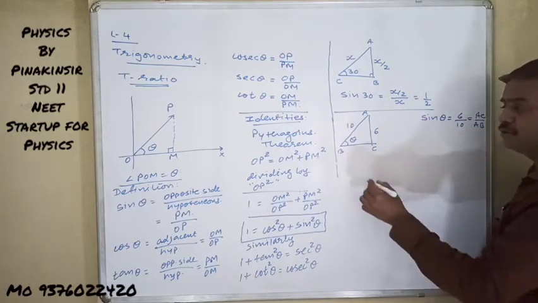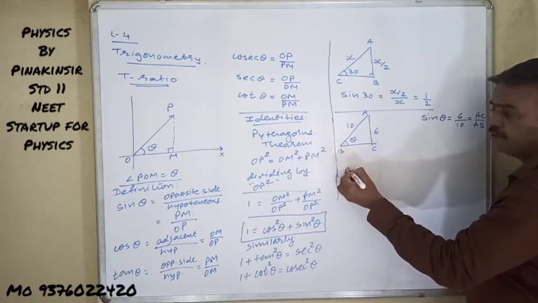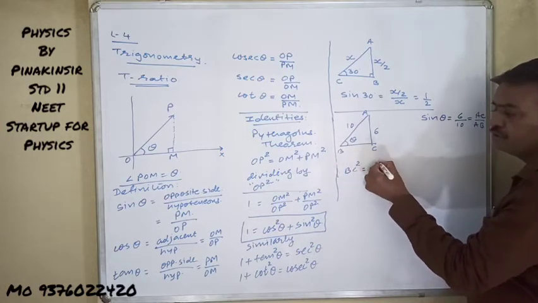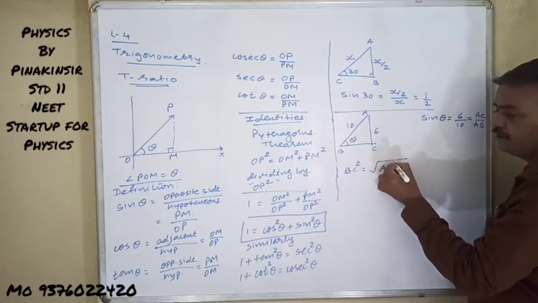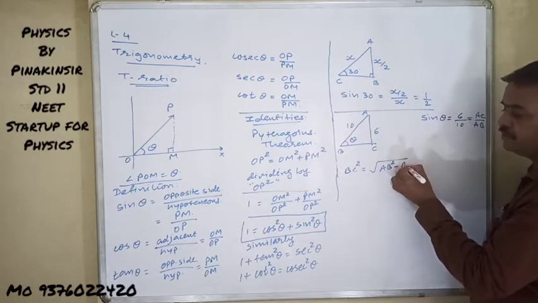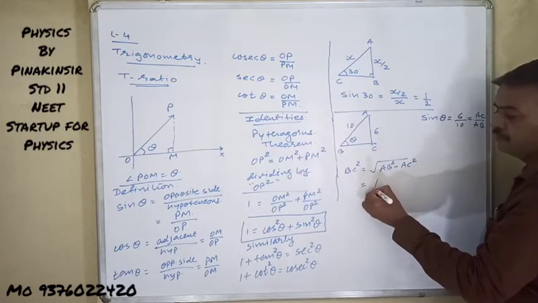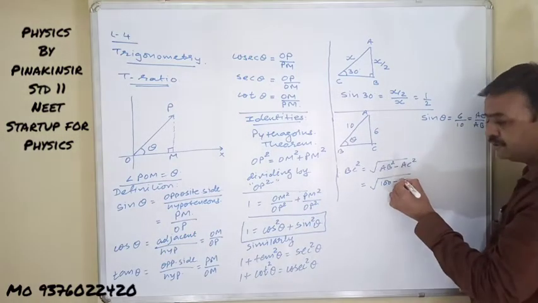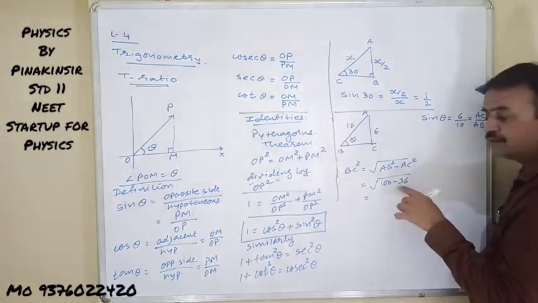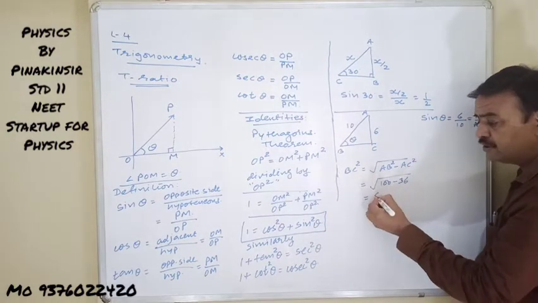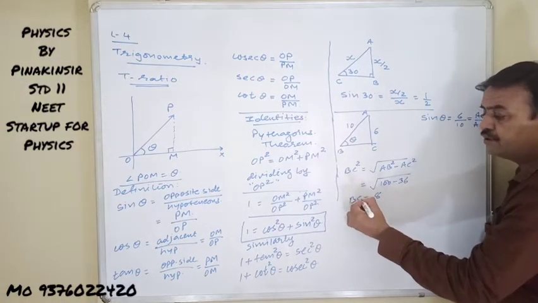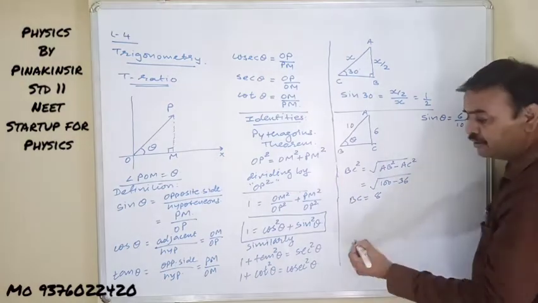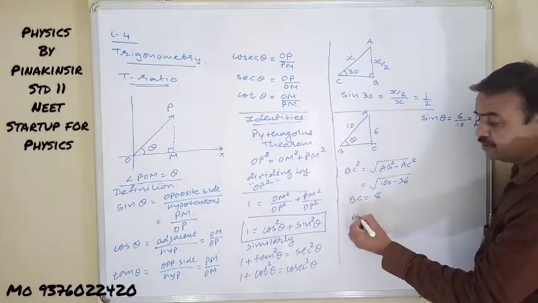And using Pythagoras, BC square will be equal to what? Under root of AB square minus AC square. You will get 100 minus the square of 6, which is 36, and thereby 64, the root of that will be equal to 8. BC will be equal to 8. And now you can write all the trigonometric ratios.